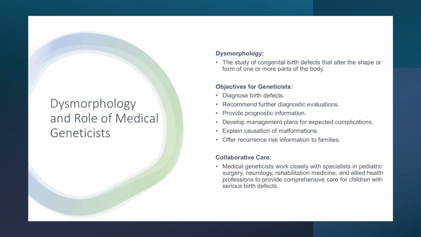Dysmorphology is the study of congenital birth defects that alter the shape or form of one or more parts of the body. Medical geneticists are essential in diagnosing these defects, recommending further evaluations, and providing prognostic information. They develop management plans, explain the causes of malformations, and offer recurrence risk information to families. This collaborative approach, involving specialists in pediatric surgery, neurology, rehabilitation medicine, and allied health professions, ensures comprehensive care for children with serious birth defects.